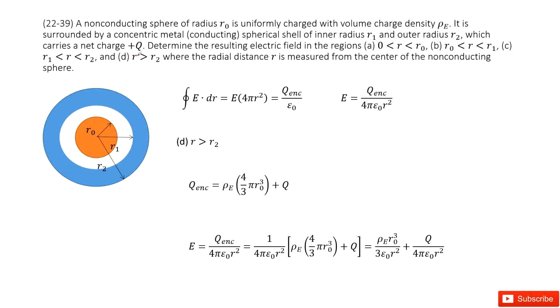The D part tells us r is larger than r2 here. So we can draw the Gaussian surface, looking like this one. Now, what is the charge enclosed? First, the charge in this non-conducting spherical object. So use the charge density times the volume. And also the charge on this mantle, right? The conducting shell, capital Q. So we input it inside and get the answer there.